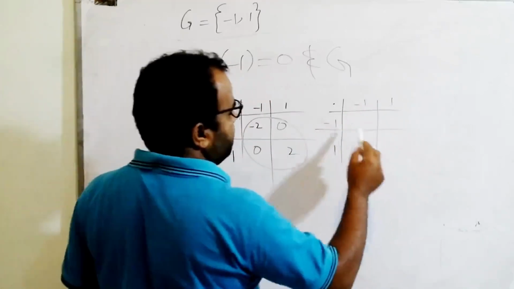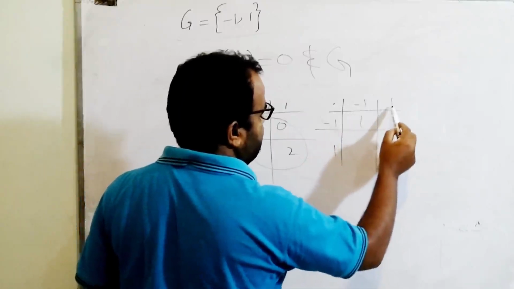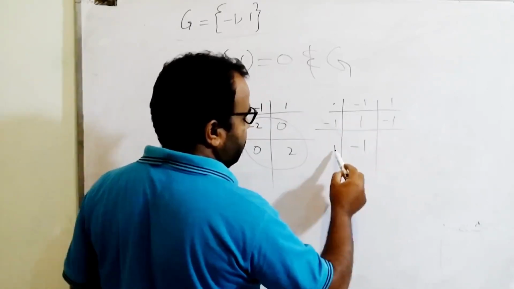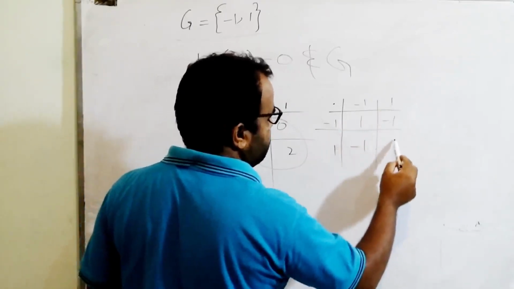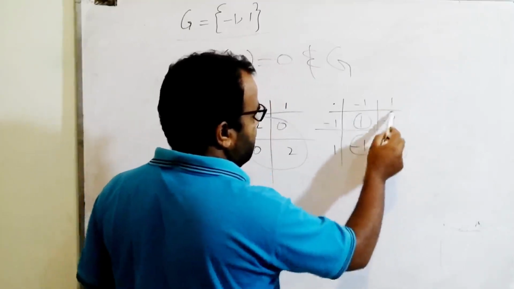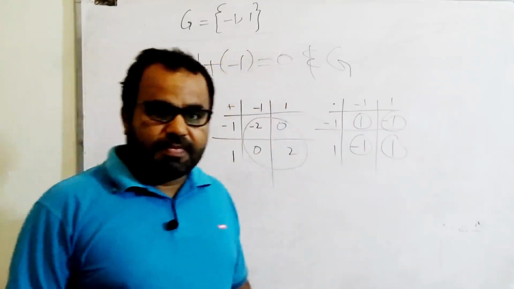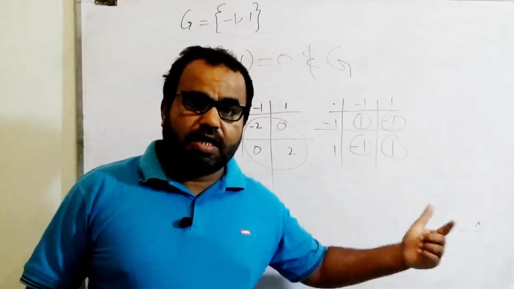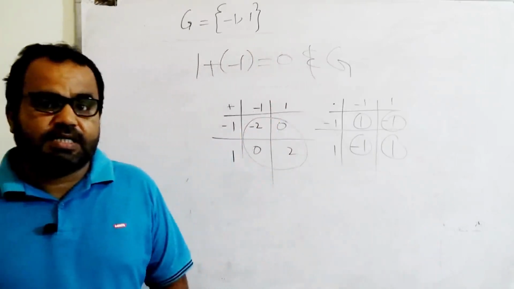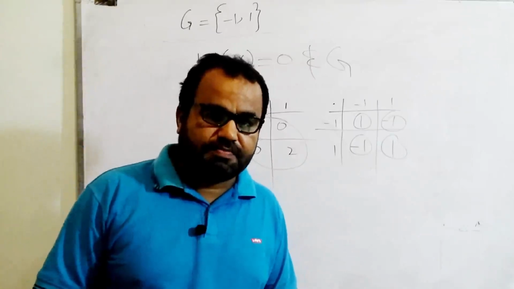Multiply them. -1 multiplied by -1 is 1. -1 multiplied by 1 is -1. 1 multiplied by -1 is -1. 1 multiplied by 1 is 1. So 1, -1, -1, 1. All these elements are in G. Then what does it mean? It means that G is a group under multiplication.